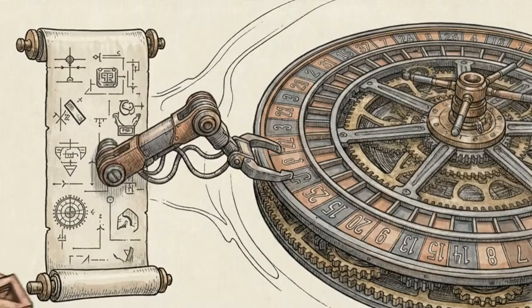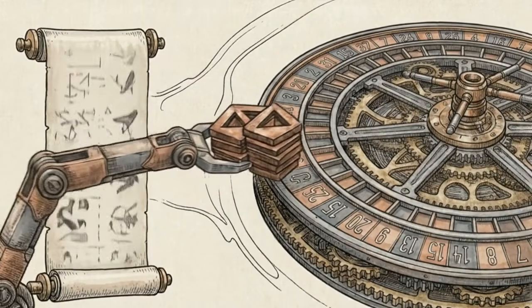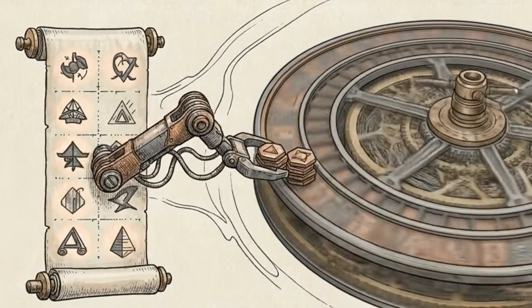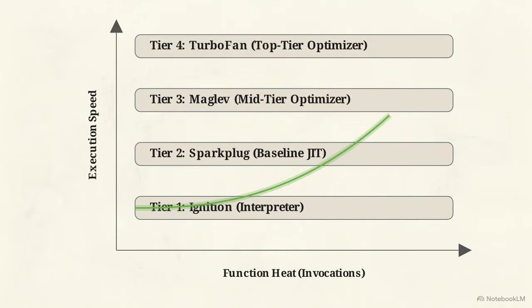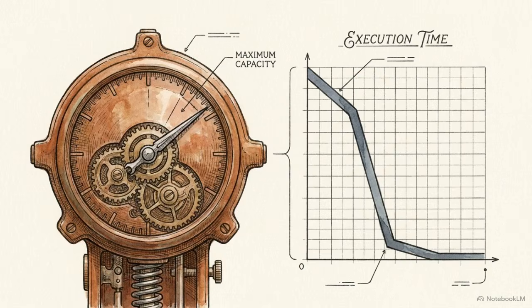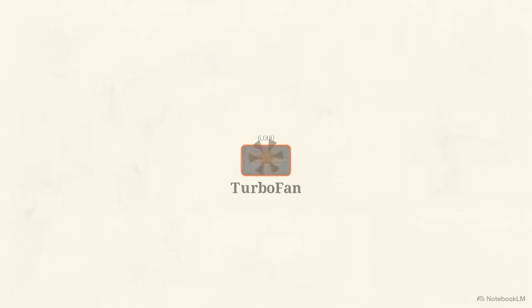V8 assumes your future code will behave identically to your past code, using the feedback vector as the exact ledger to place speculative bets. Those runtime observations feed a 4-tier compilation pipeline. Code moves from Ignition to Sparkplug, then up to Maglev, and finally into TurboFan. Functions graduate through these tiers based strictly on their execution frequency, or heat. The engine spends more CPU time analyzing and compiling hot functions, trading that upfront compilation cost for drastically lower execution times. For the most frequently executed code, TurboFan takes over.